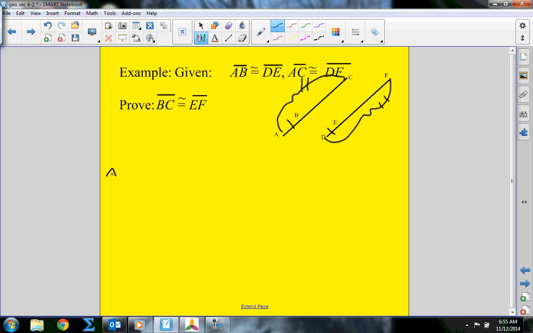So I'm going to start with a statement: segment AB congruent to segment DE. Put it in the box. That was given information to me. So what do I learn from that? If two segments have the same length, then the distance between those endpoints is the same. So AB equals DE. I learned that from the given information, and that's the definition of congruent segments.